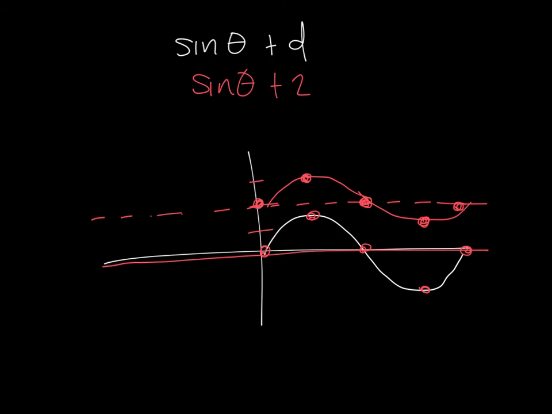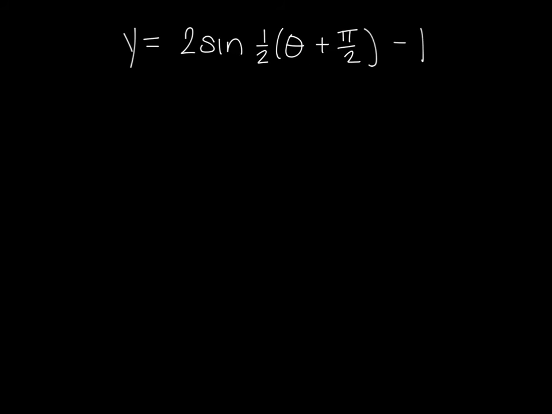Okay, so let's look at a full-on problem that has a whole lot going on here. So this is going to be an intense problem. I'm just warning you ahead of time here. Okay, so let's take some notes. We have an amplitude. Our amplitude, remember, is that number in front of sine. So our amplitude is 2. So that means I'm going to go up 2 from the axis and down 2 from the axis.